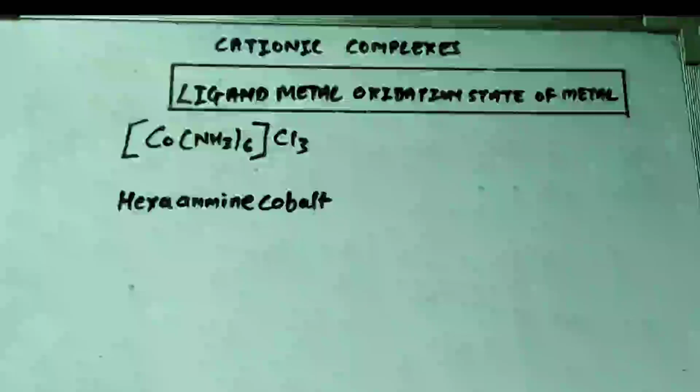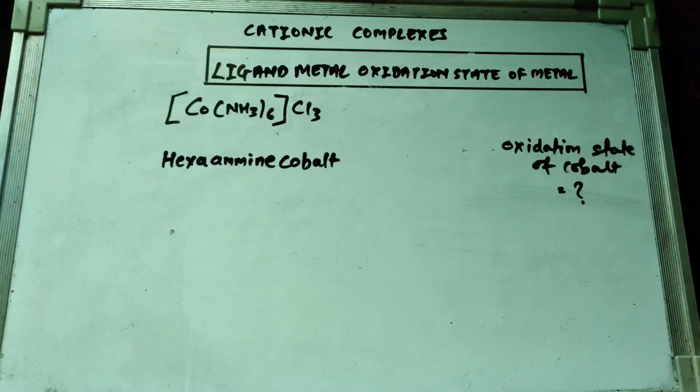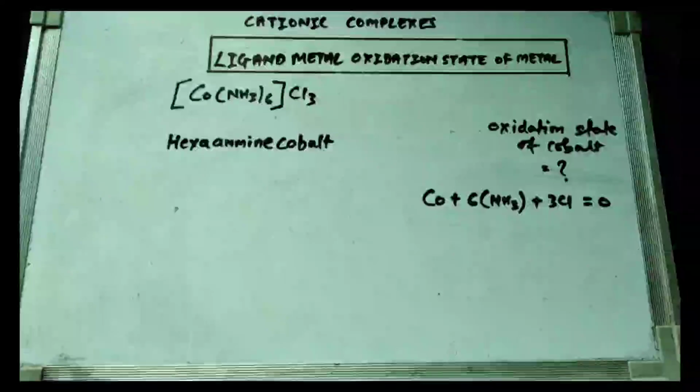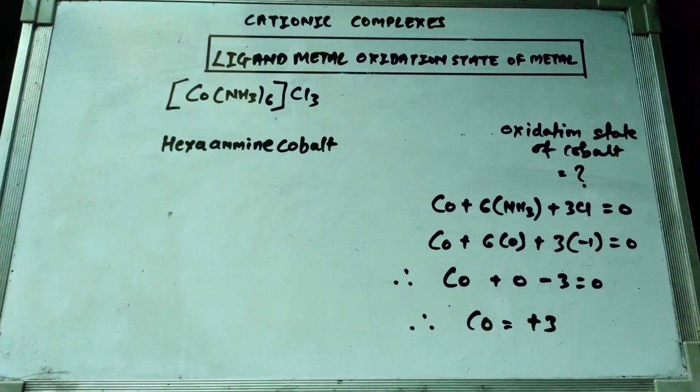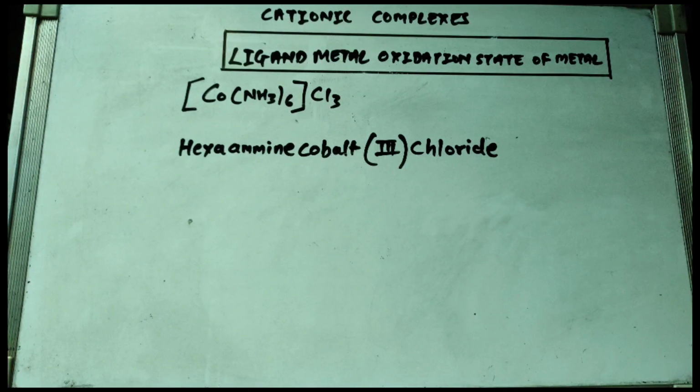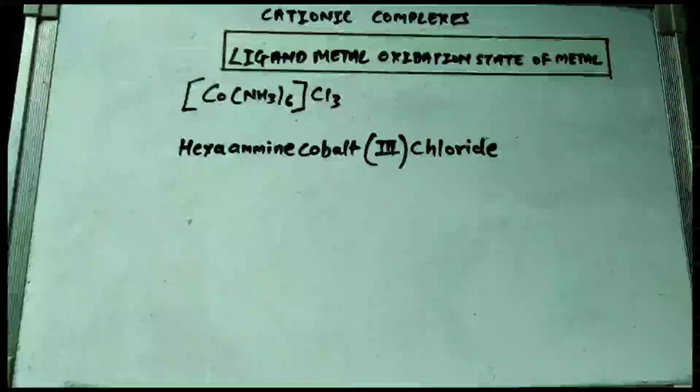But we don't know what the oxidation state of cobalt is. So let's calculate. Let's make an equation. Cobalt plus 6 ammonia groups plus 3 chloride is equal to 0. Now we don't know the oxidation state of cobalt, but we know ammonia is neutral and chloride has -1 charge on it. So let's make the necessary substitutions. We get +3. So oxidation state of cobalt is +3. We are going to write 3 in Roman numerals in brackets. Next, oxidation state of metal is followed by name of anion. The anion present here is chloride, so we are going to write chloride.